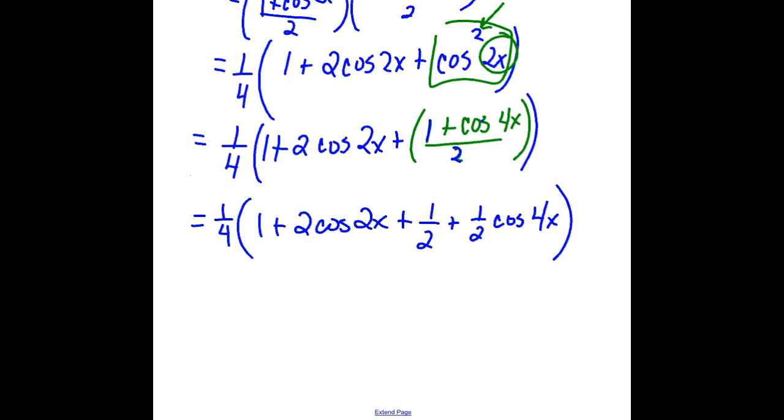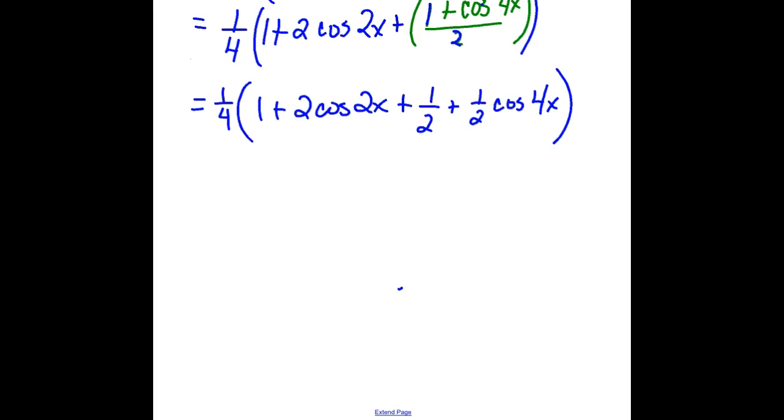Instead of making it 1/2 plus 1/2 cosine of 4x, could you just multiply by the fourth, make it an 8? We're getting there. You're a step ahead of me. So hold that thought. Okay. Can we combine anything inside the parentheses? We have a 1 here, we have a 1/2. Can we make that 3/2? So I don't have quite as many terms?